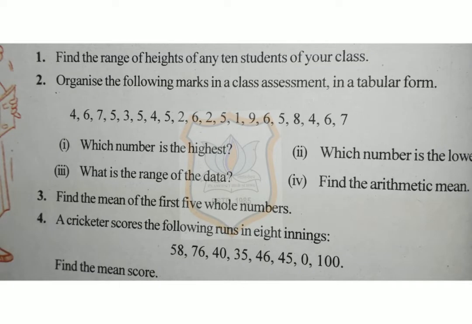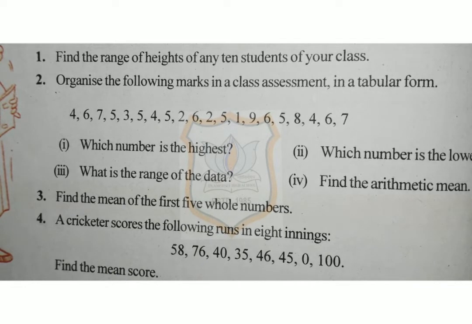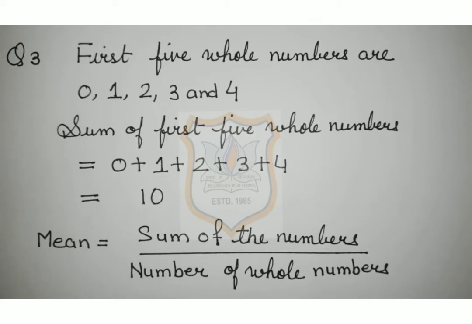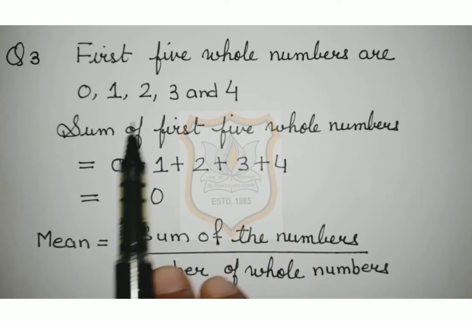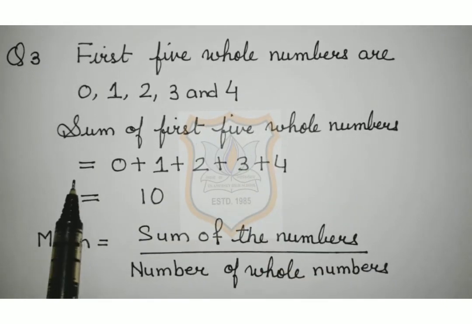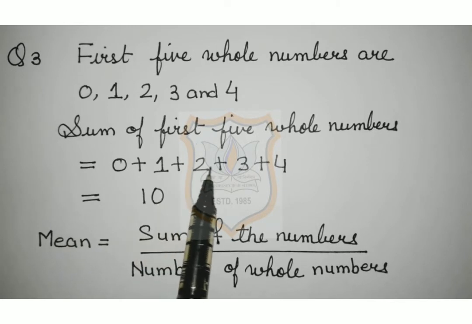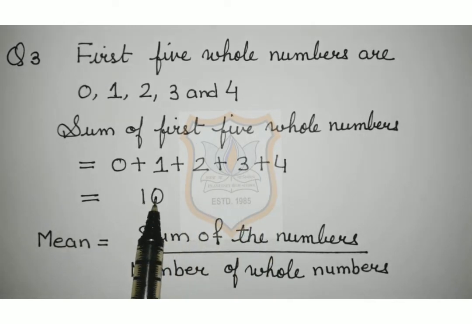Now students, we will solve question number 3 of exercise 3.1 and that is find the mean of the first 5 whole numbers. Whole numbers start from 0. 0, 1, 2, 3 and so on are called whole numbers. And we have to find the mean of the first 5 whole numbers. So students, let us find it out. First 5 whole numbers are 0, 1, 2, 3 and 4. Sum of the first 5 whole numbers is equal to 0 plus 1 plus 2 plus 3 plus 4. That comes to be 10.